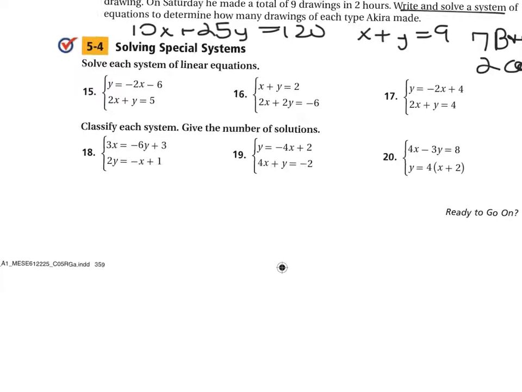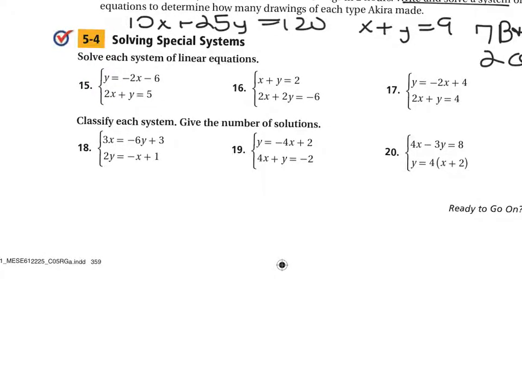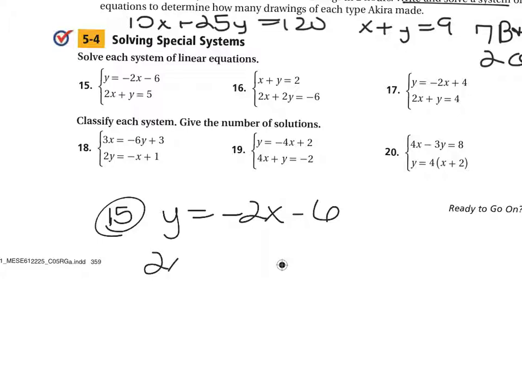The instructions on the test are going to state to put both equations in slope-intercept form. Then compare the slopes and the y-intercepts. Once you do that, you're going to tell me how many solutions. So for example, if number 15 were a question on the test, you're going to first take both equations and write them into y equals mx plus b. The first one's done for you. The second one we have to work for.